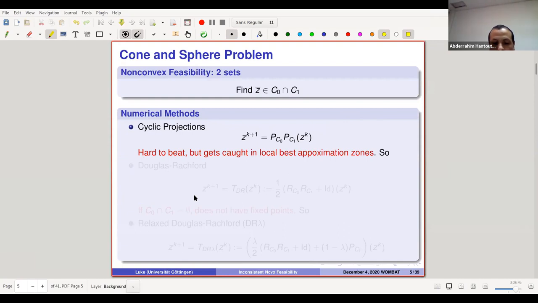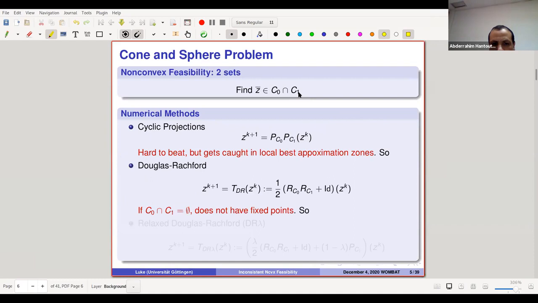If we just look at the case where we have two sets, a cone and this sphere type set, the first thing I recommend anybody does is just alternating projections, cyclic projections. It's really easy to program, it's hard to beat, but sometimes it gets caught in local minima.